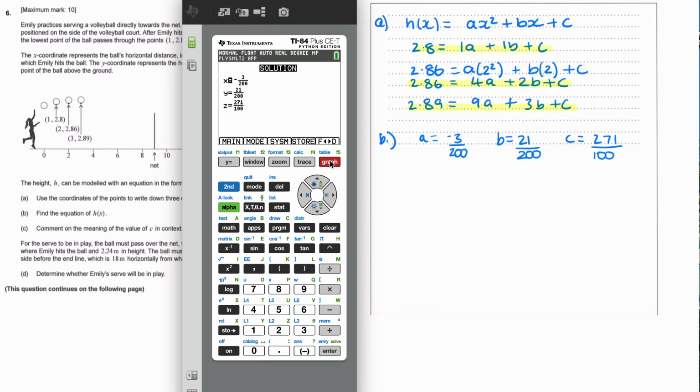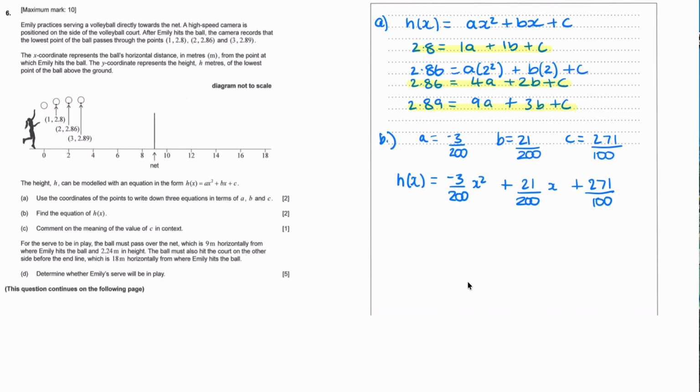And we can now write down our final equation. So h of x is equal to ax squared, so minus 3 over 200, x squared, plus bx, so 21 over 200, x, plus c, so 271 over 100. And that is the equation of my quadratic, the equation of the ball, that is modelling this volleyball, the equation of the model for the volleyball.